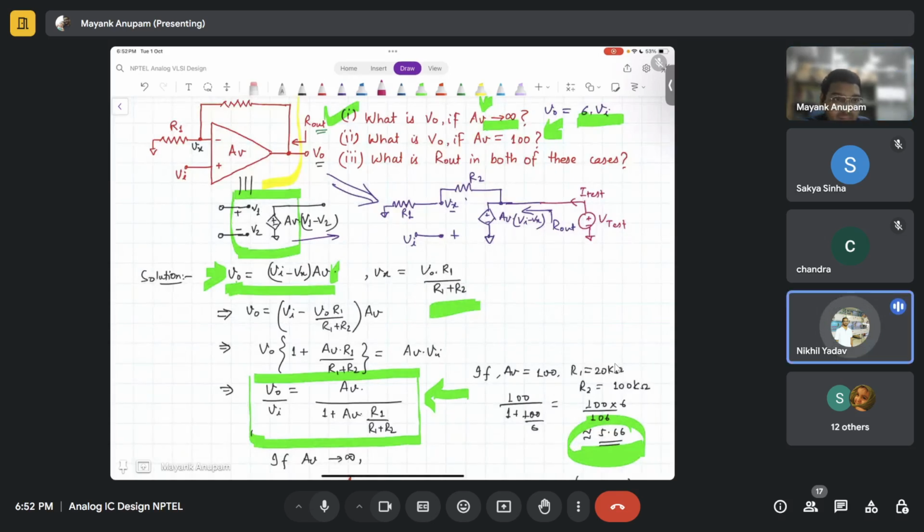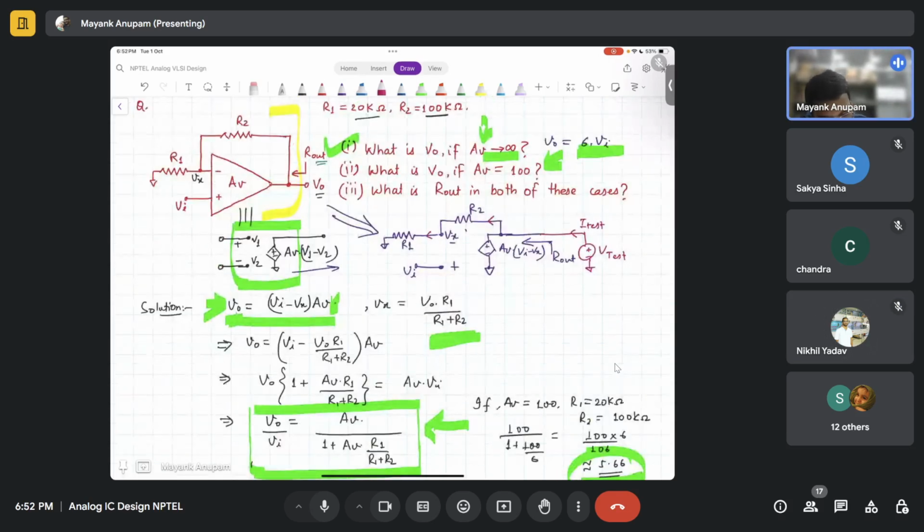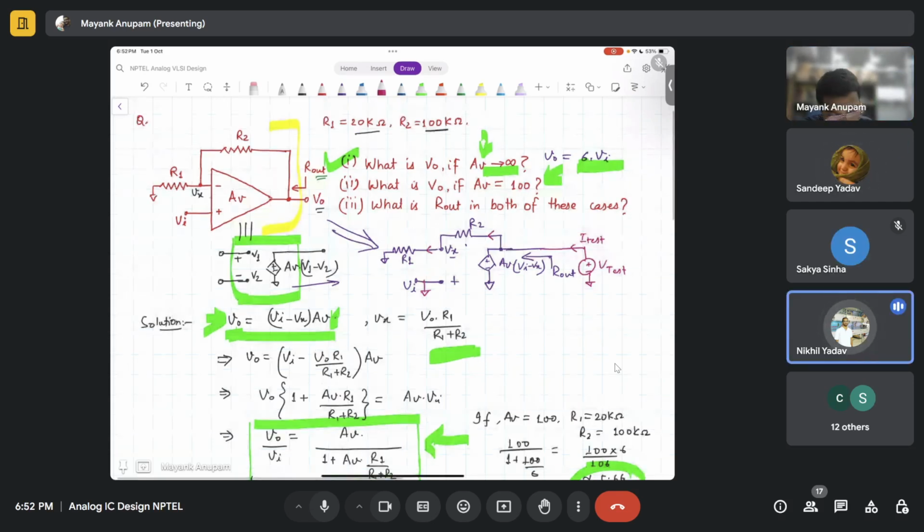Current will pass through R1, R1. Current will pass through R2, R1. Fine. And what else? So first of all, while applying this thing, what should I do to Vi? Vi should be grounded, right? Am I right? Yes, Vi will be grounded. Vi is grounded. Fine. What else?